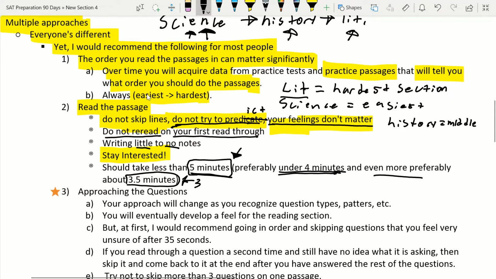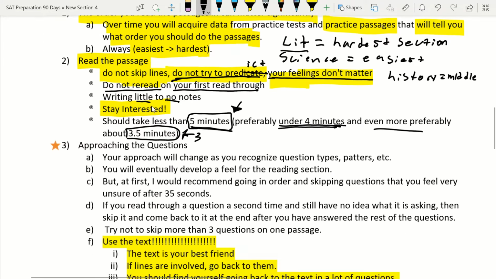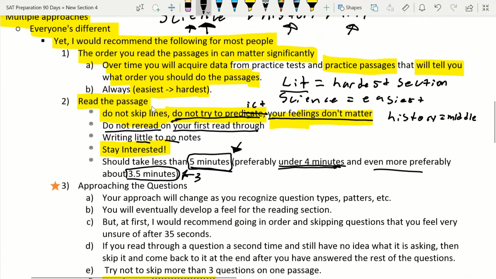I said that everyone's different, but the strategy that I would recommend is to begin by reading the passage. And when we read the passage, we aren't skipping lines, but we're also not trying to do too in-depth of a read-through on our first read-through. So first read-through, we're not skipping lines, but we're also not taking time to write lots and lots of notes. We want to write little to no notes. The only notes that I would recommend taking are symbols or underlines, so that you don't have to stop reading.